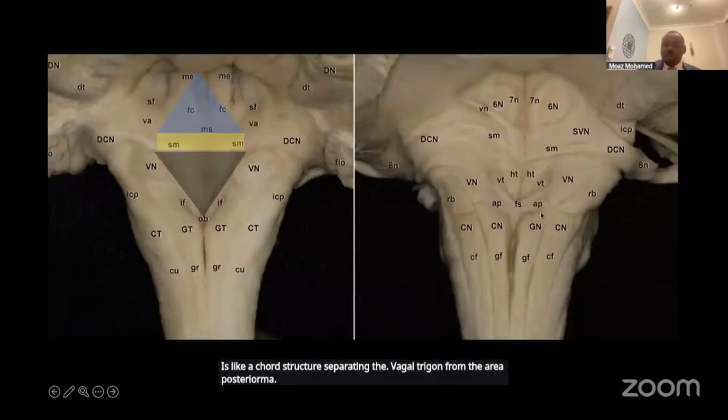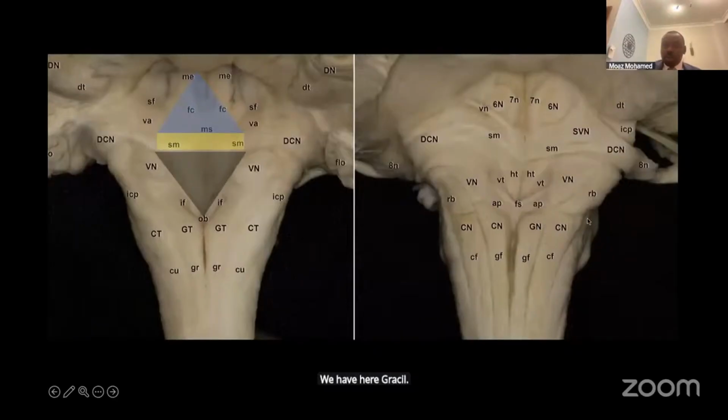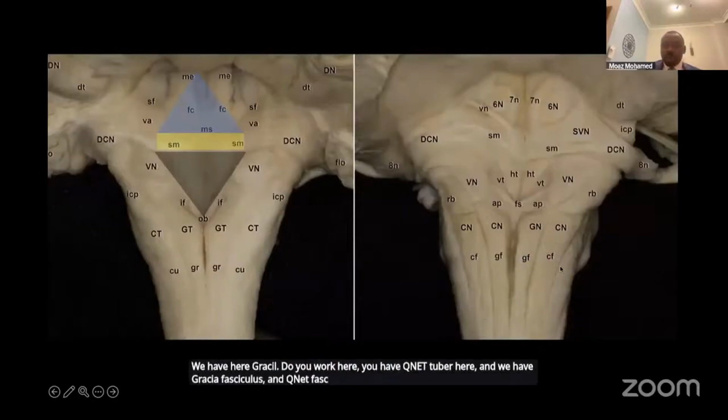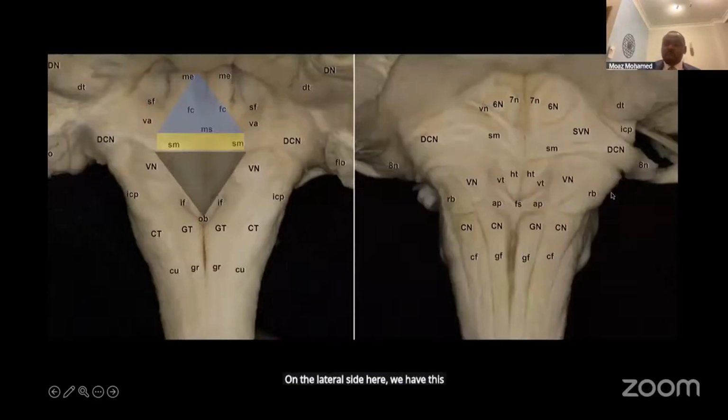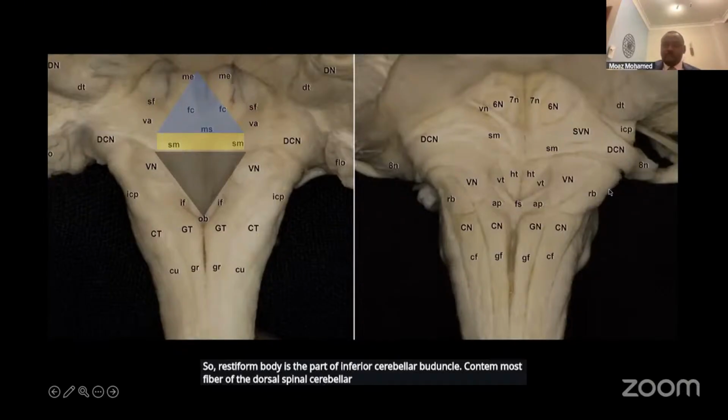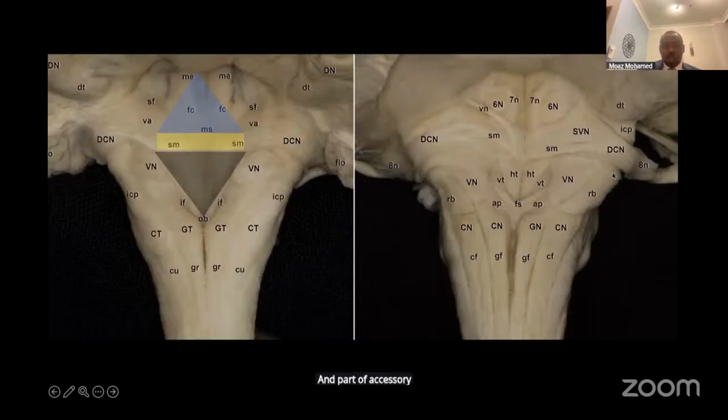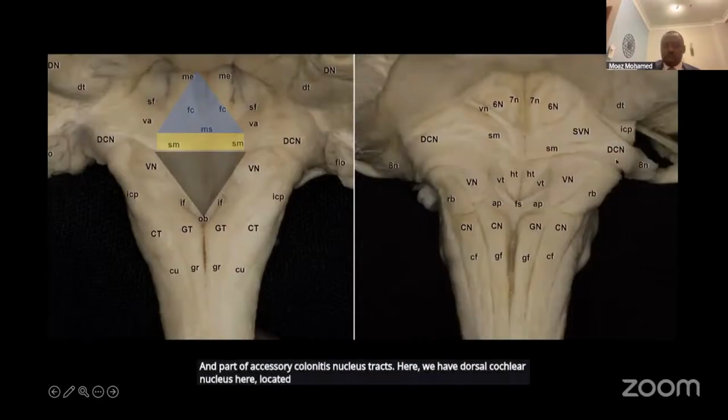We have here the gracile tubercle, the cuneate tubercle, and the gracile fasciculus and cuneate fasciculus. I showed all of them. On the lateral side here, we have this structure, the restiform body. The restiform body is part of the inferior cerebellar peduncle, containing most fibers of the dorsal spinocerebellar tract and part of the accessory cuneate nucleus tract. Here we have the dorsal cochlear nucleus, located posterior to it.